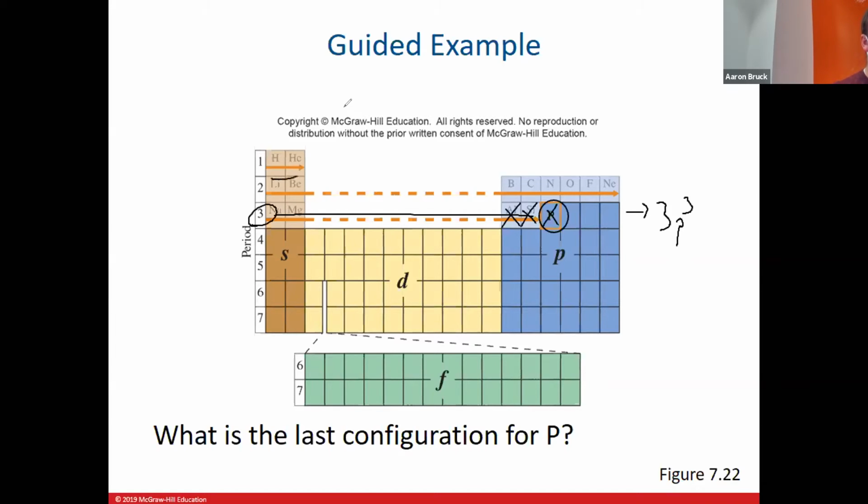So starting at the top, 1S2, 2S2, 2p6, 3s2, and now we're into the block where phosphorus resides. It's 3p3.